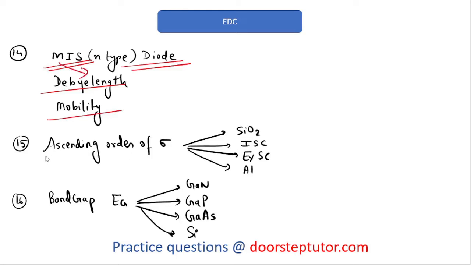There was a question related to ascending order of conductivity of SiO2, intrinsic semiconductor, extrinsic semiconductor, and aluminium, and this was a repeated question from the previous year. As we know, UGC NET is going to ask you some repeated questions also. There was also a question related to band gap, and we had to arrange the materials in ascending order. That was also a previous year question that we have covered in our video. These topics were mostly covered in our video, and most of the questions are asked from the videos that we have covered in the MCQ part of previous year questions.